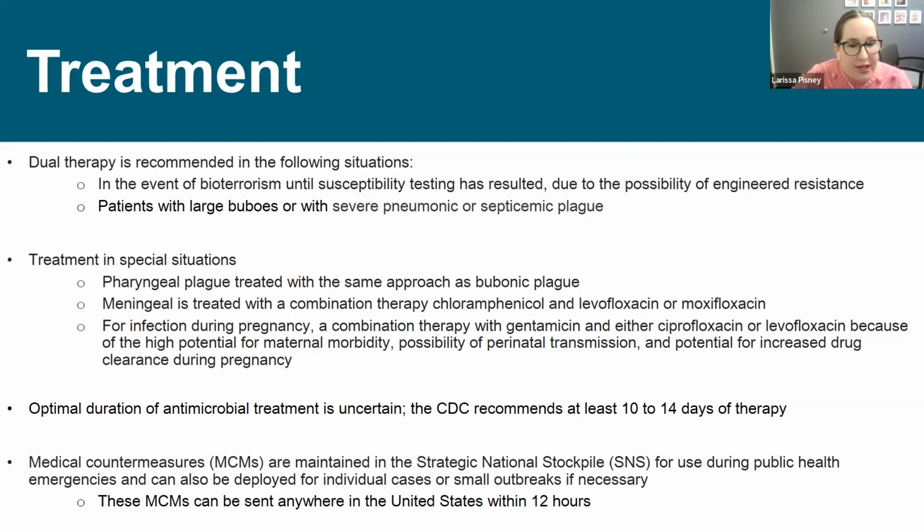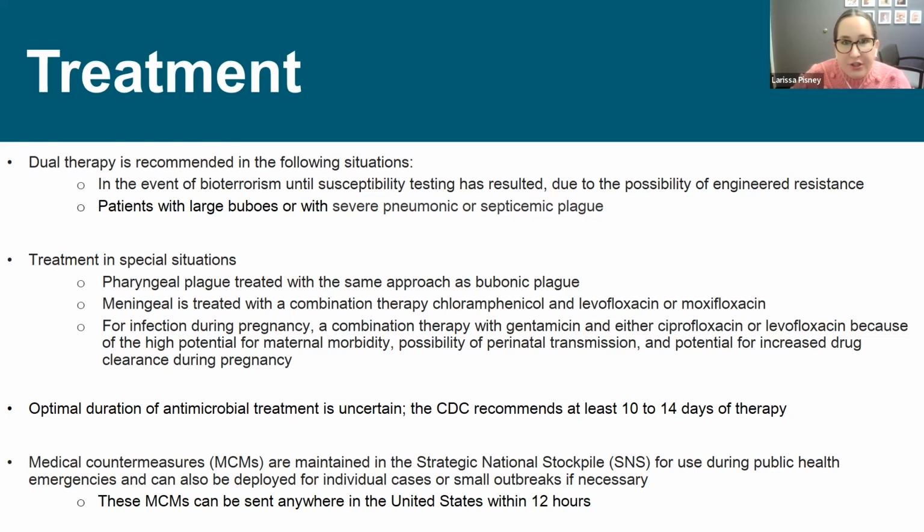So pharyngeal plague is treated the same as bubonic plague. Meningeal plague is treated with a combination of therapy with chloramphenicol and either levofloxacin or moxifloxacin, and these agents are preferred to others because of their higher penetration into the cerebrospinal fluid.